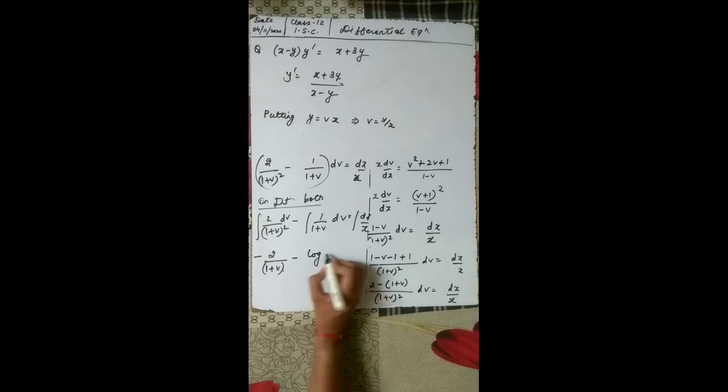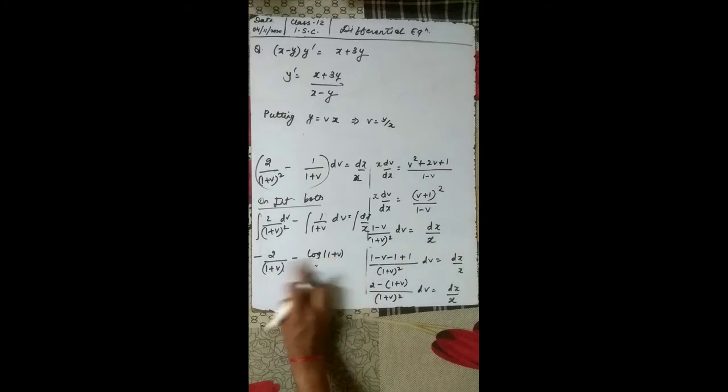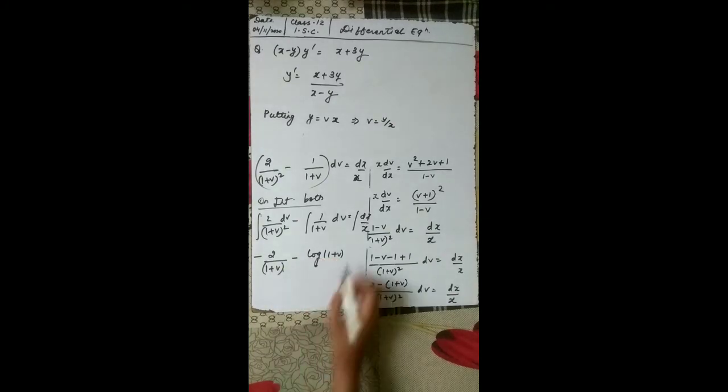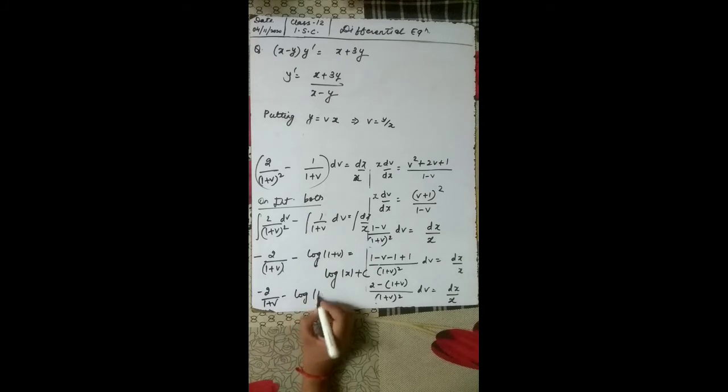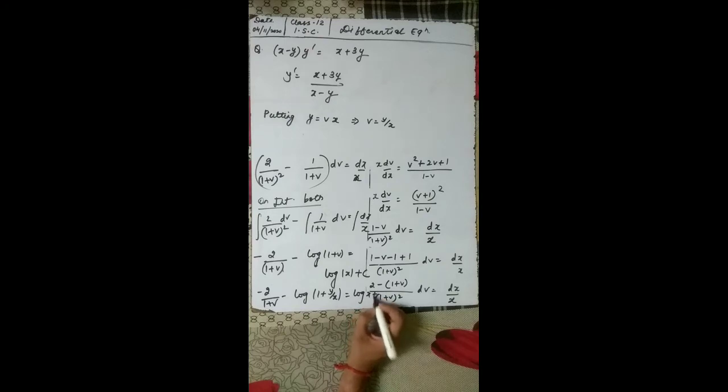Here the integration will be log of 1 plus v. What will be the differentiation of 1 plus v with respect to v? It will be 0 plus 1, so we don't write that. Okay, it is understood, and it will be log of x plus c. All right. Now in place of v, just write y upon x. So minus 2 upon 1 plus v minus log 1 plus y by x is equal to log x plus c. Okay, take the LCM and just use some properties of log.